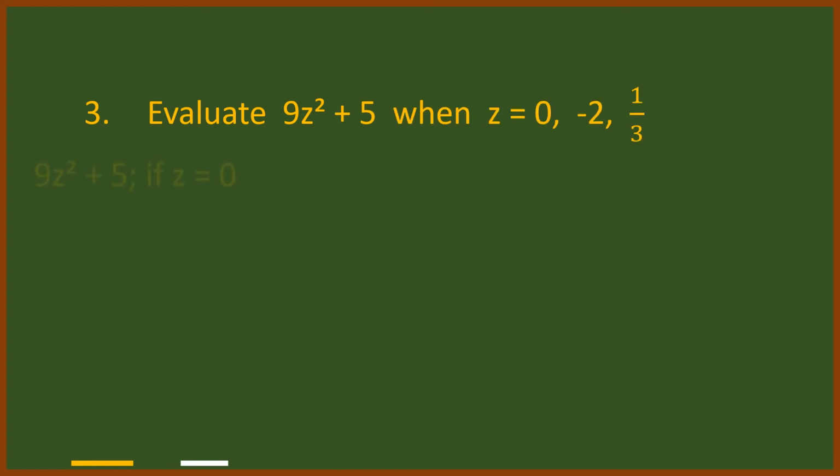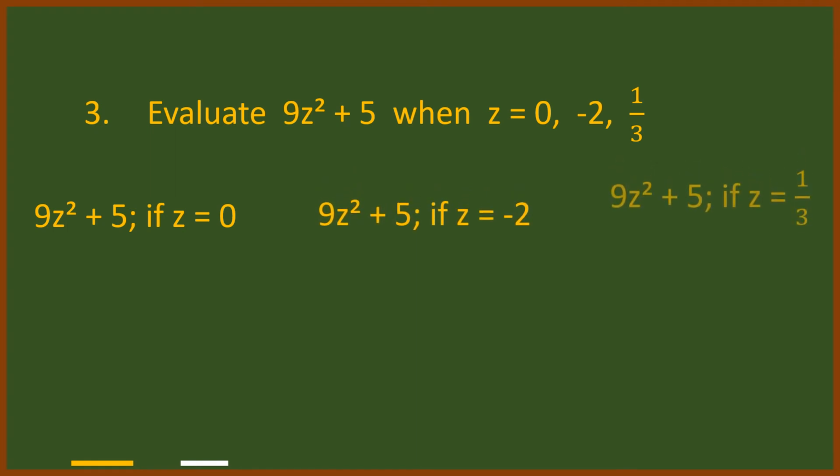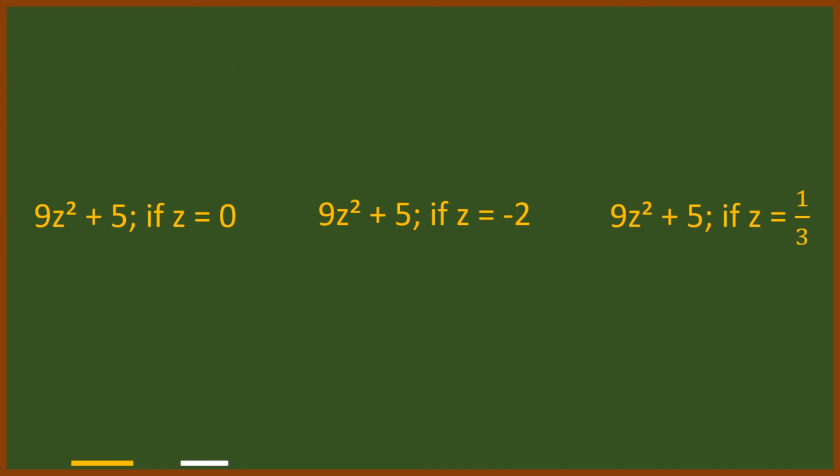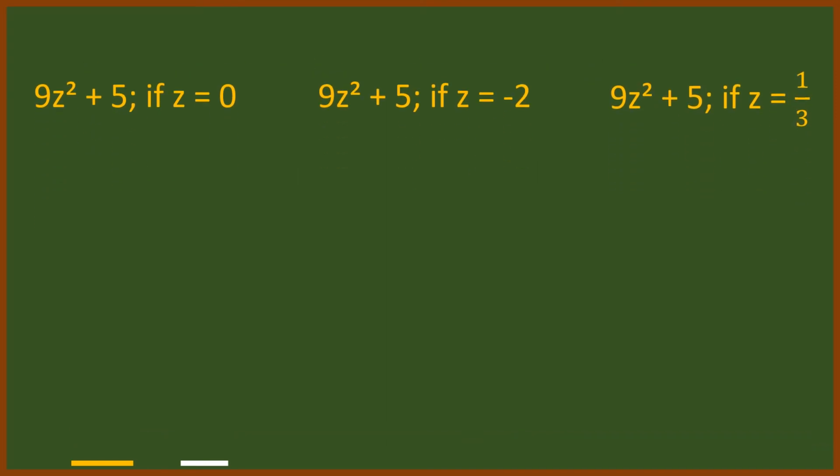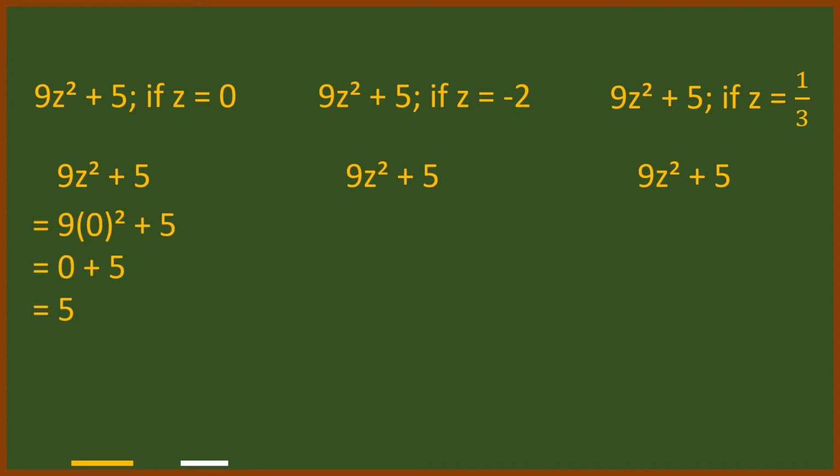Number 3. Evaluate 9z squared plus 5 when z equals 0, negative 2, and 1/3. It means that we need to substitute 0, negative 2, and 1/3 for the variable z to find its numerical values. Let us now evaluate. If z is equal to 0, 9z squared plus 5 is equal to 9 times 0 squared plus 5, which is 0 plus 5 equals 5.